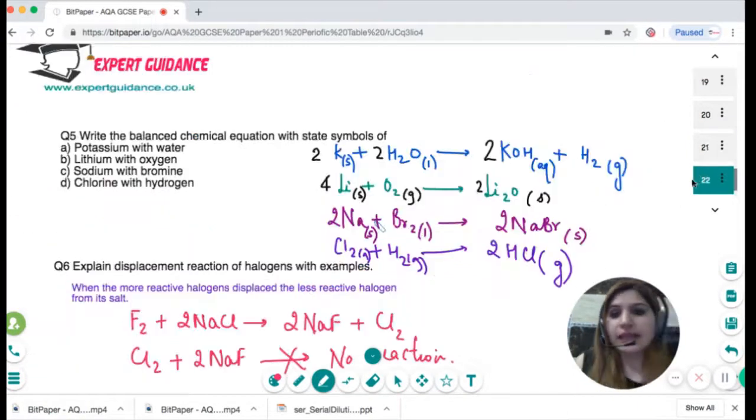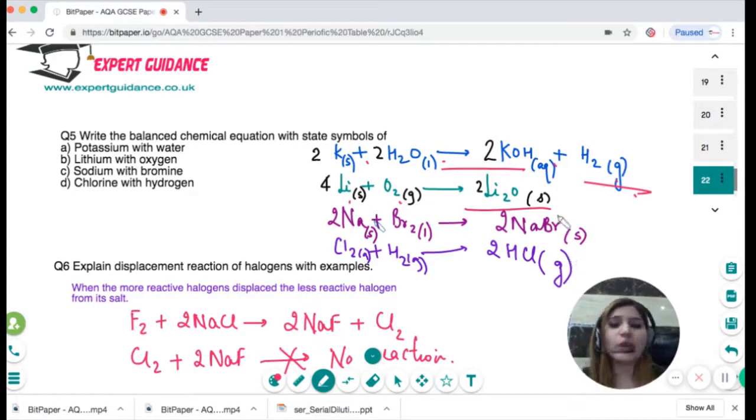Okay. Next is to write the chemical reaction: potassium with water gives KOH plus hydrogen. Remember, there'll be a fizzing. It's an alkali, so the pH increases. Lithium with oxygen is lithium oxide. It can form a layer and make the metal look dull. Sodium with bromine is sodium bromide, an ionic compound. We'll see the dot and cross diagram in the bonding chapter. Chlorine with hydrogen forms HCl gas.